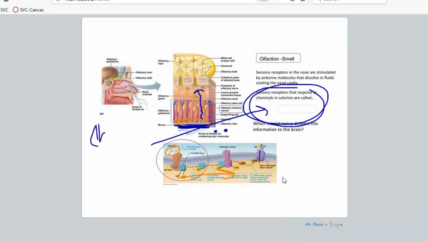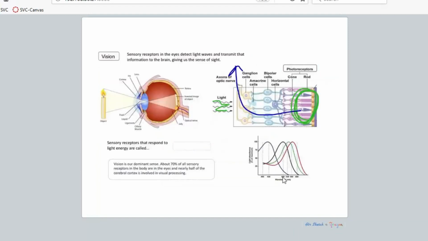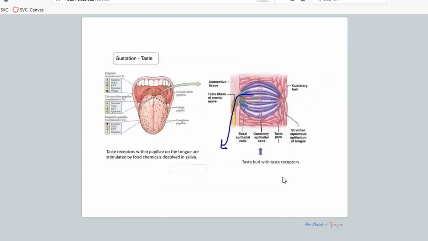We call them chemoreceptors. And these receptors that we find on the tongue that detect taste are also chemoreceptors.